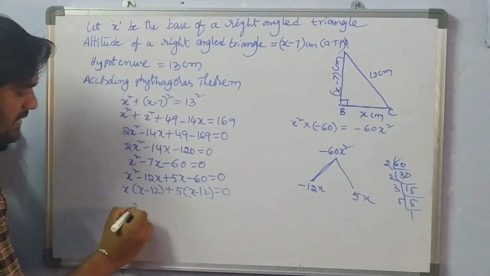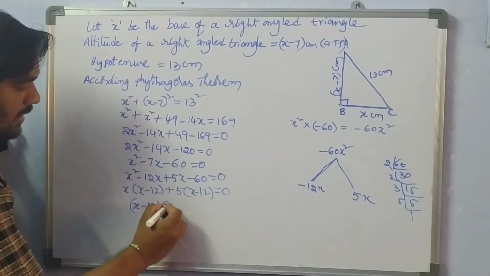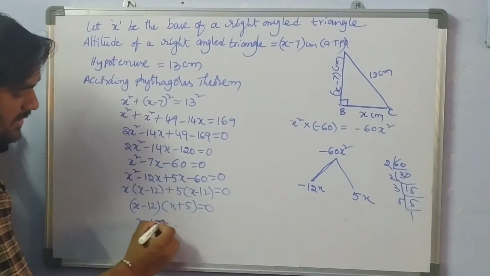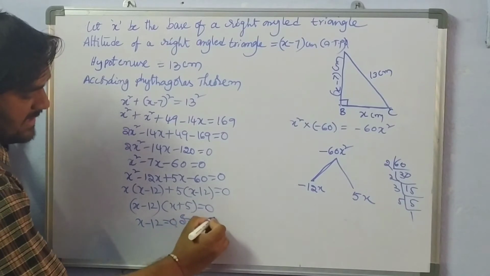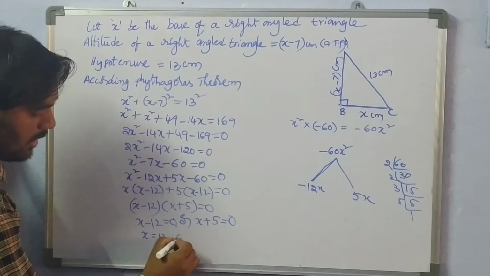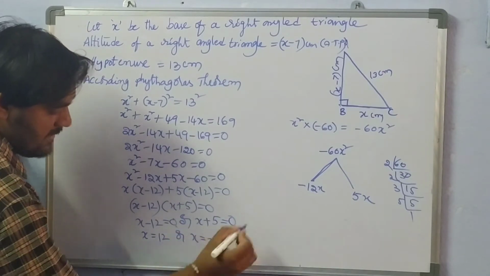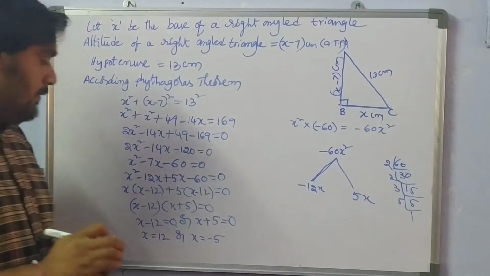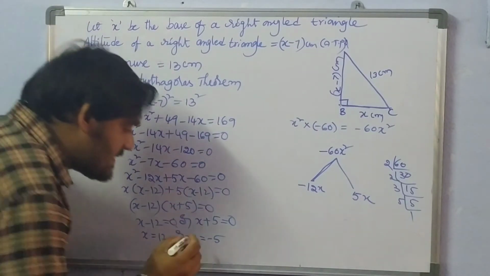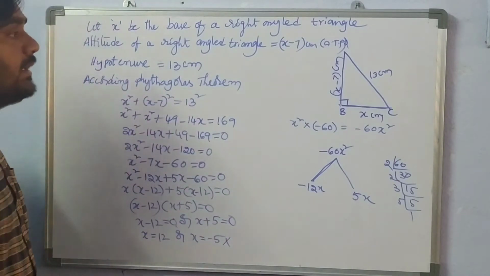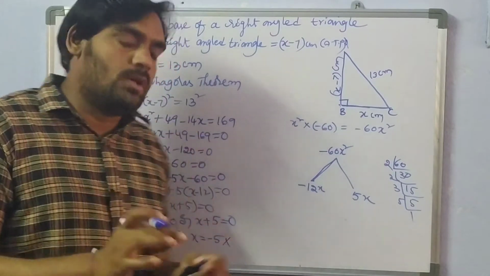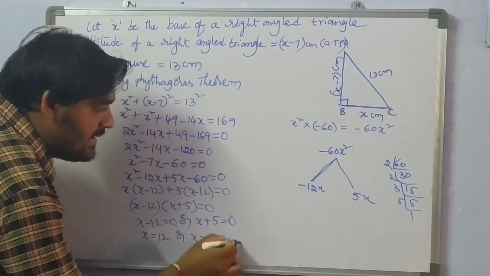Once again, what is common here? x minus 12. So x minus 12 and x plus 5 is equal to 0. x minus 12 is equal to 0 or x plus 5 is equal to 0. So x is equal to 12 or x is equal to minus 5. See here, we got x is equal to 12 and x is equal to minus 5. We should not consider x is equal to minus 5. Why? The length of the sides of a right angle triangle is always positive only. At that time, we should not consider this.